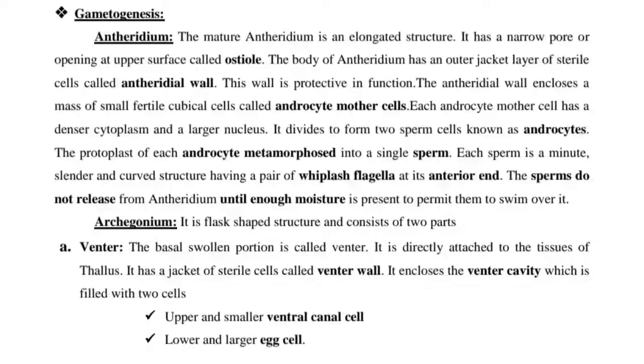Archegonium. It is a flask-shaped structure and consists of two parts. A. Venter. The basal swollen portion is called the venter. It is directly attached to the tissues of the thallus. It has a jacket of sterile cells called the venter wall. It encloses the venter cavity, which is filled with two cells: the upper and smaller ventral canal cell, and the lower and larger egg cell.